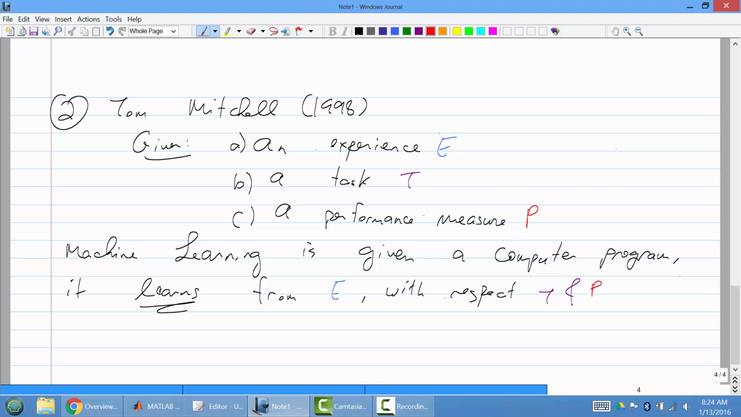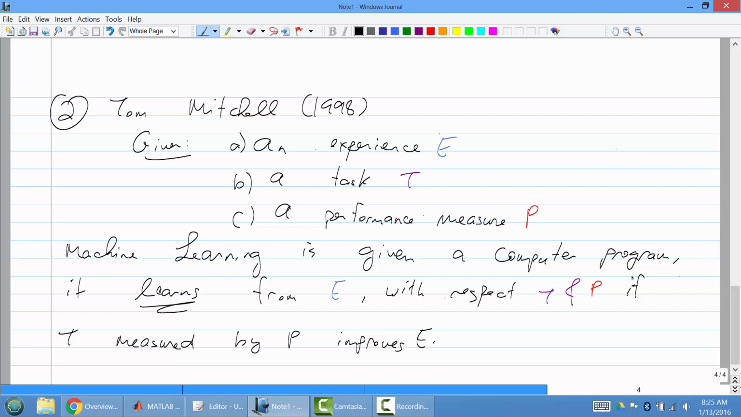Okay. If T measured by P improves with E. A lot of different characters here. So it's a computer program where it learns from a particular experience, and then with respect to a task and a performance measure, where if you measure the performance of this particular task and if it improves with respect to the experience E, then that's a machine learning problem.